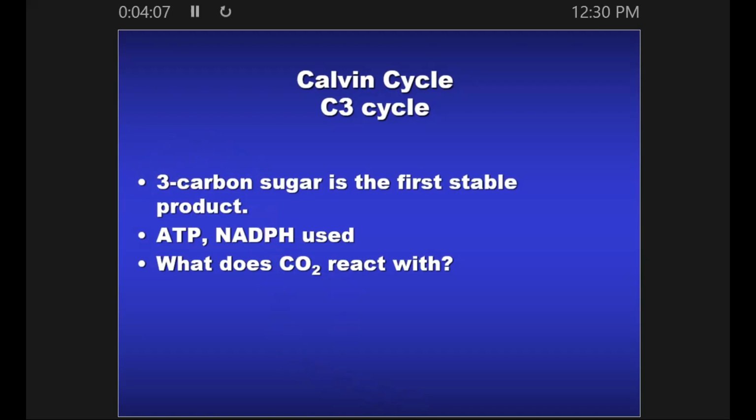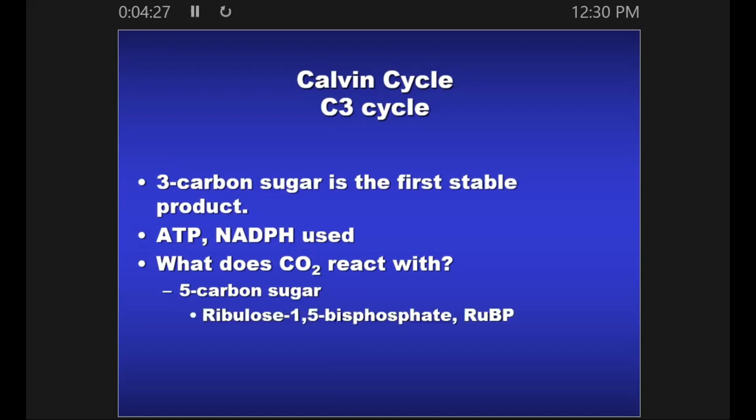And he actually said, what if it's a 5-carbon? And instead of a 2-carbon, and that CO2 reacts with a 5-carbon, well, that gets you 6 carbons. Then if you divide 6 by 2, you get 3. He says, that's another way to get to 3. And so they started looking for 5-carbon and they found it. And so it was RUBP.